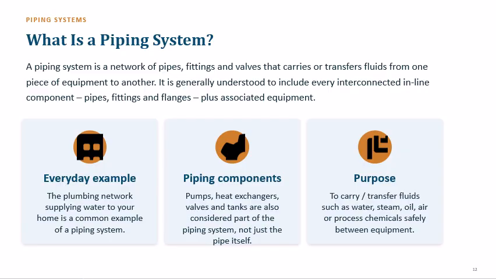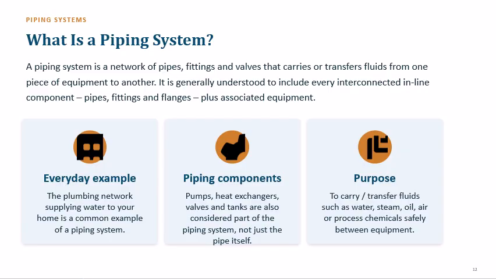So that will be comprised of the pipes and also the fittings, in order to fit the pipes, and also valves to control the flow of the water through the pipes. So pipes, fittings and valves combined are known as the piping system, in order to carry or transfer fluids. It is generally understood to include every interconnected in-line component, that is, pipes, fittings and flanges, and also the associated equipment.